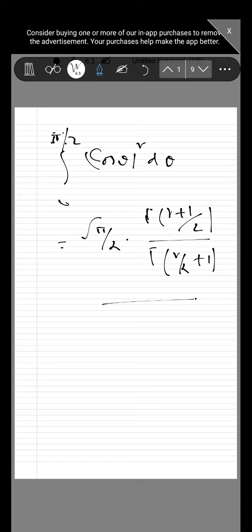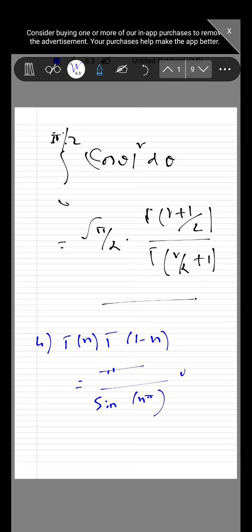Now the last question, question 4, is that we have to show that Γ(n)Γ(1-n) is equal to π / sin(nπ), where n is between 0 and 1. And we also have to show that Γ(in) whole squared is equal to π divided by n sinh(nπ).